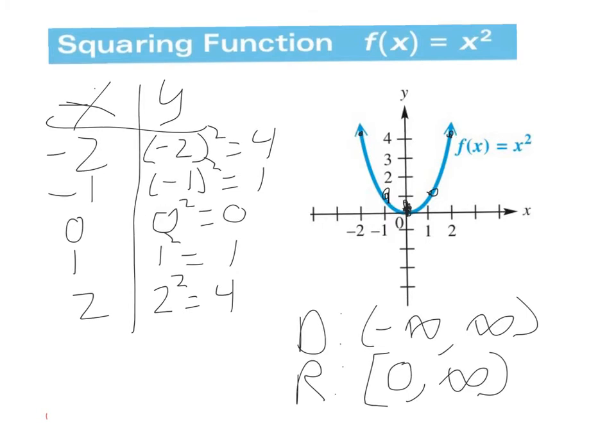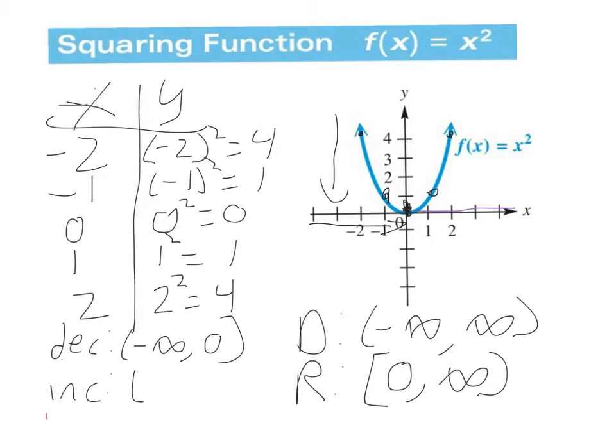Now, to figure out where it decreases and increases. If you notice, for the negative x values, as the x values are increasing on this side, the y values are decreasing. So it's decreasing from negative infinity to 0, but not including 0. And it's increasing from, now if you look at the positive x values, as x increases, y is also increasing, so it's increasing for the positive x values from 0 to infinity, but not including 0.